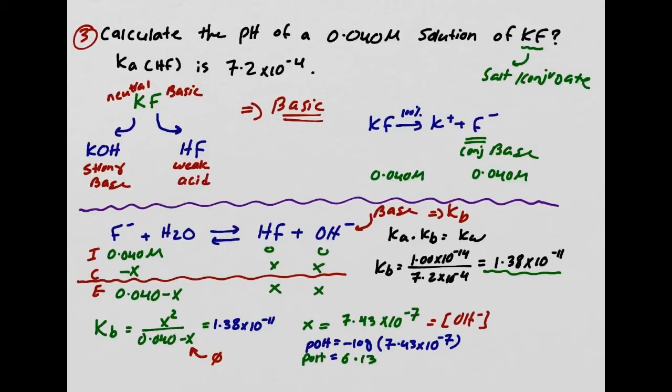That's going to be 6.13, my pOH. Again, I don't want pOH, I want pH. But that's easy to do. I'm going to do 14 minus 6.13 and I'm going to get 7.87, and that is going to be my pH.